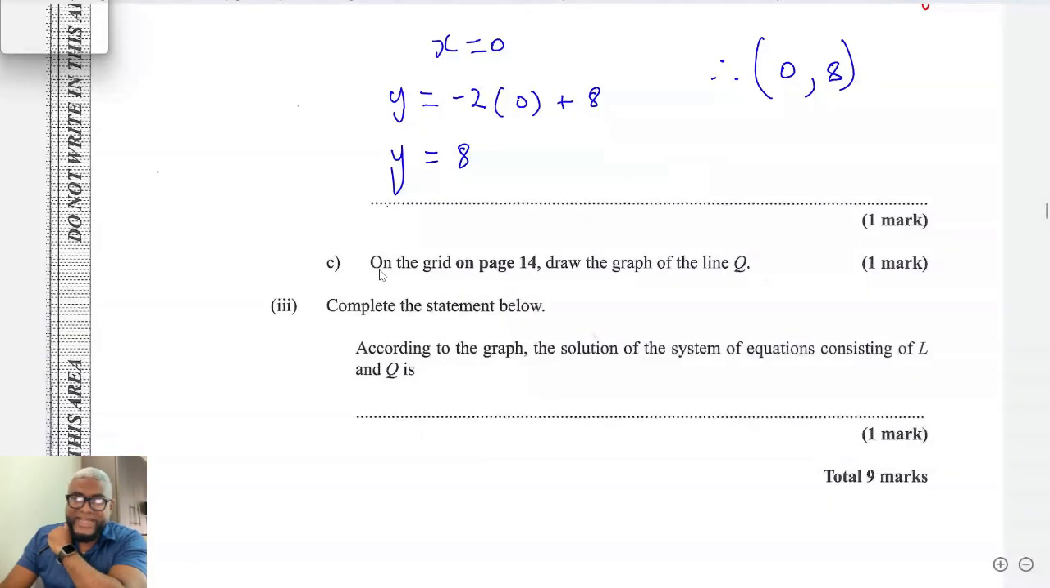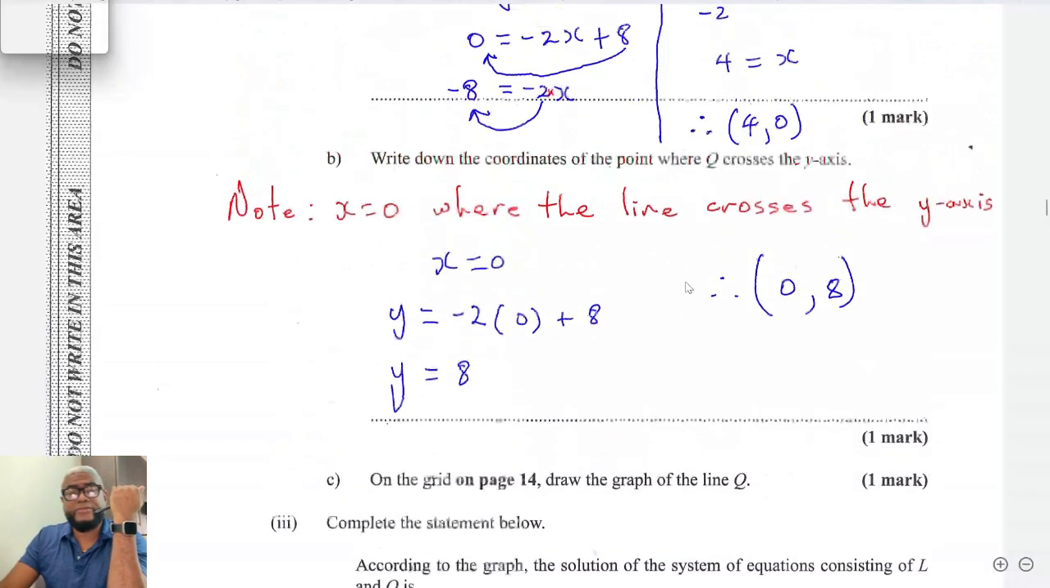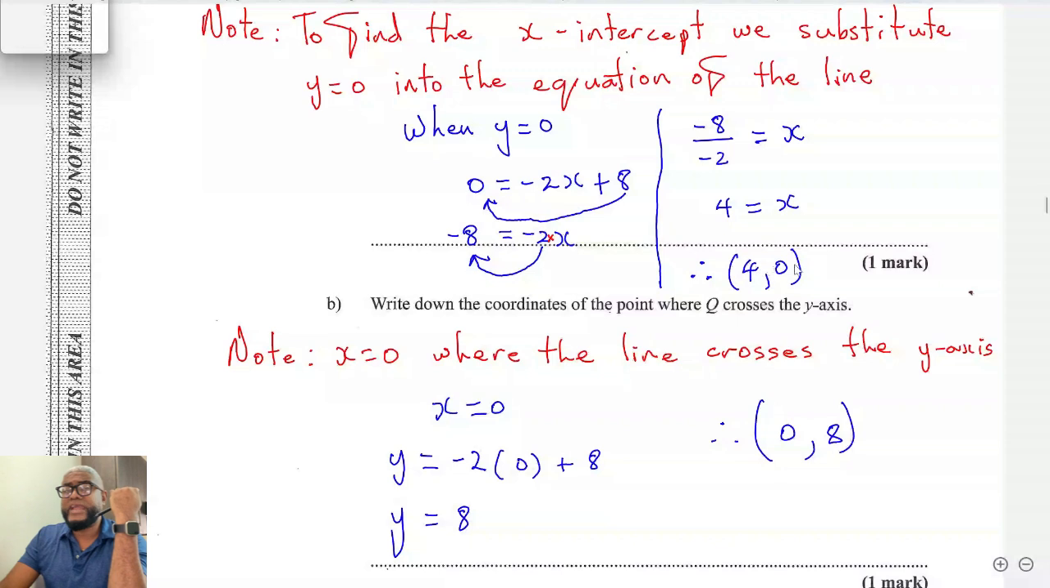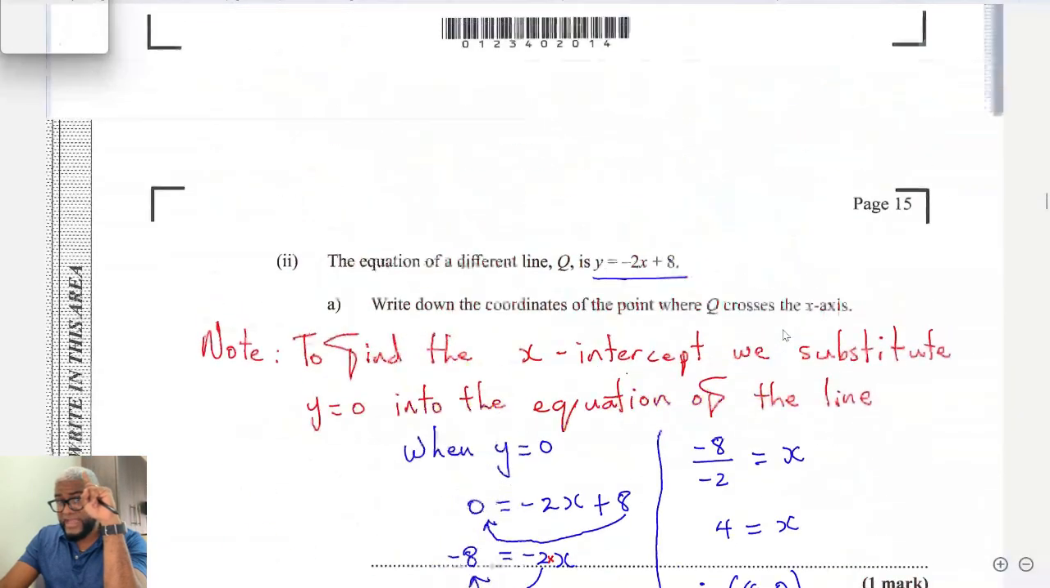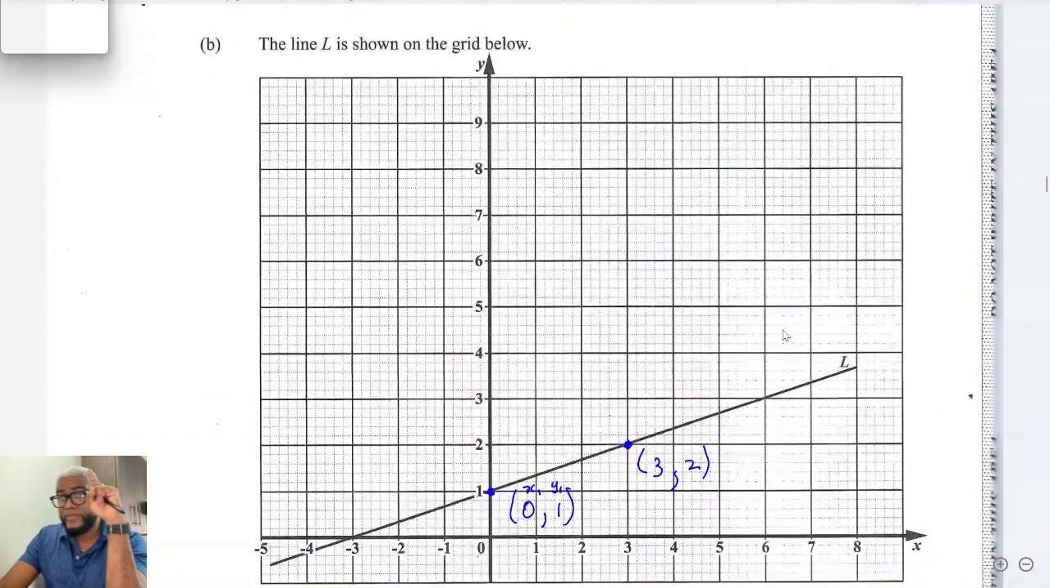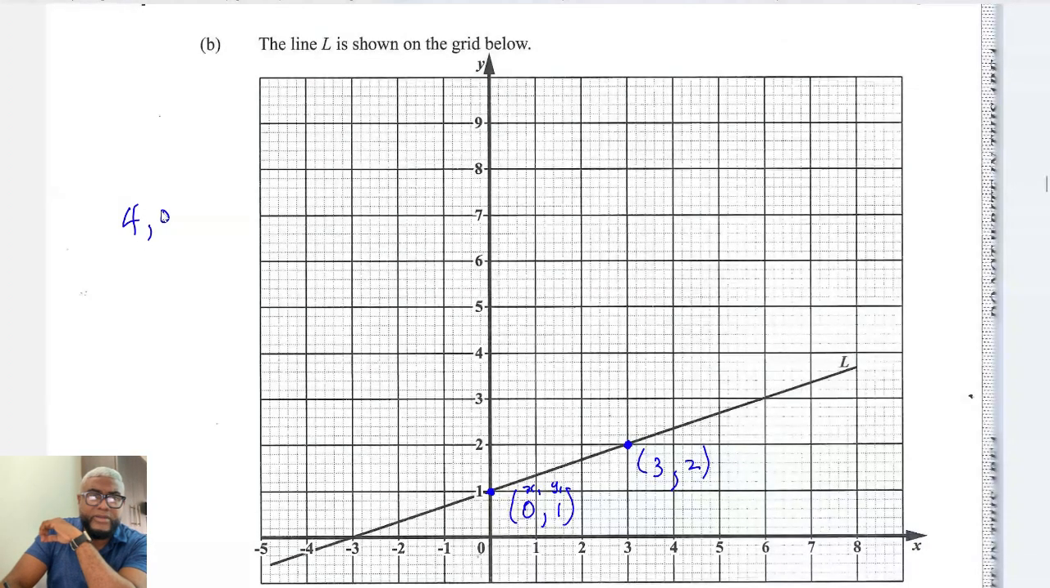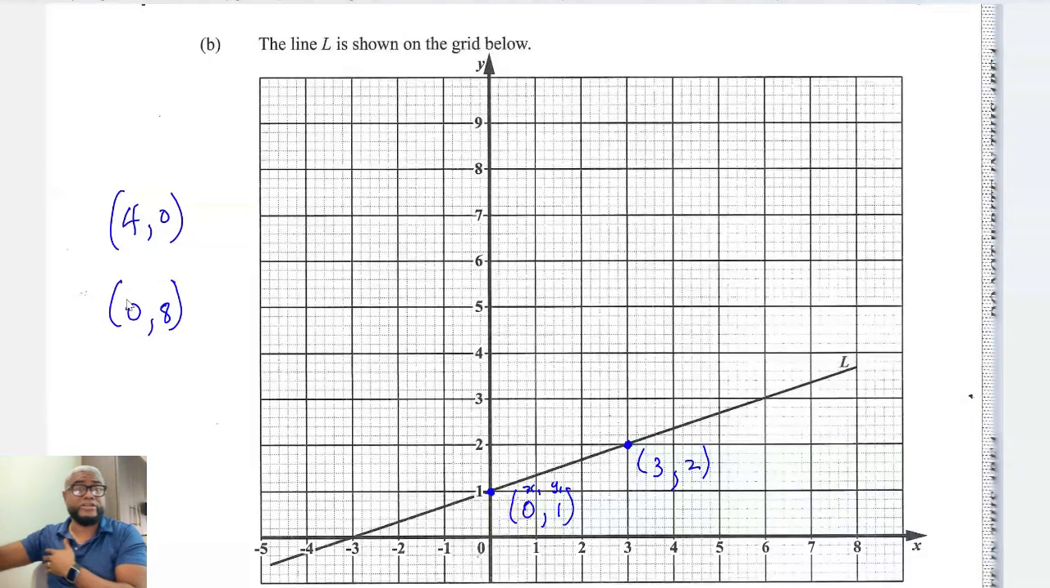Let's see what the question is asking us for. On the grid, on page 14, draw the graph of the line Q. So we're going to deal with Q. We have the x-intercept and the y-intercept. Let's plot these 2 points. Which is (4, 0), that's one coordinate on Q, and the next coordinate is (0, 8). Let's plot those points and draw a line through those 2 points.